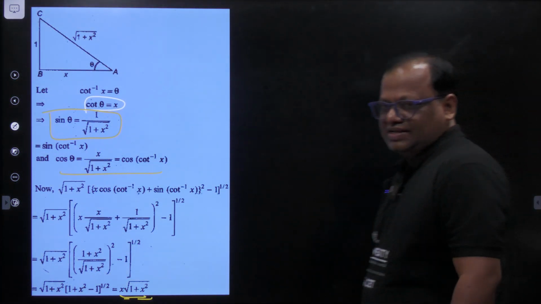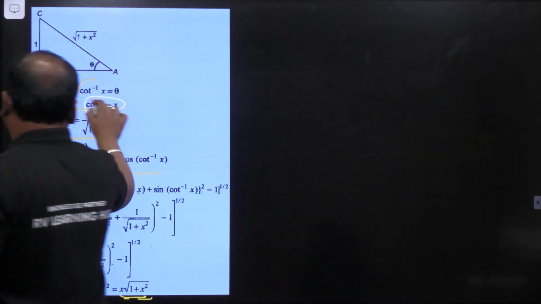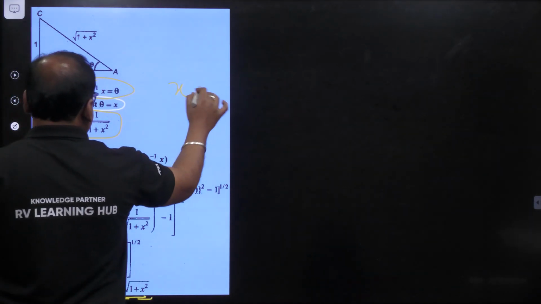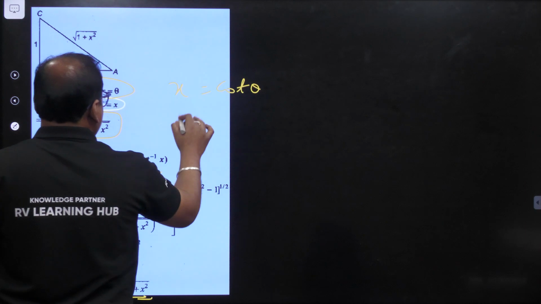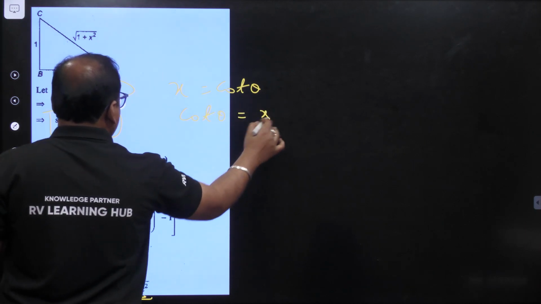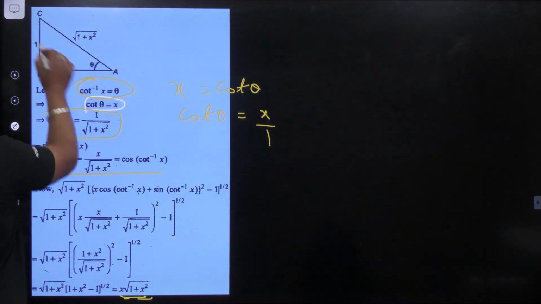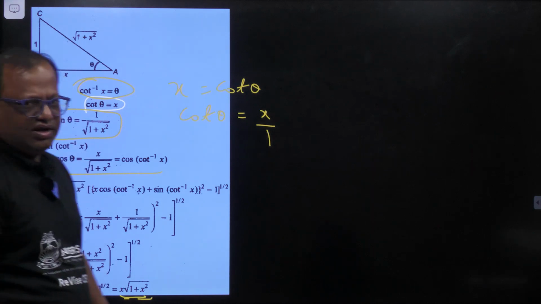So here the catch is, take cot inverse of x equal to theta. So x equal to cot theta. So cot theta is equal to x by 1. X by 1. So use the right angle triangle method and continue.